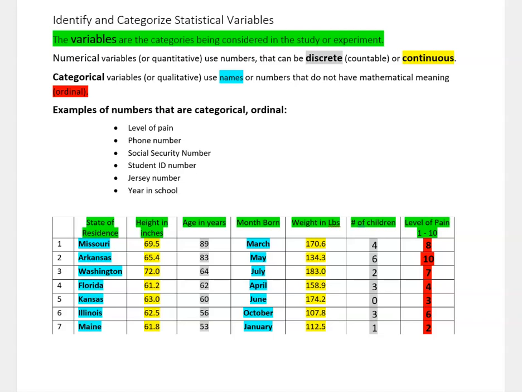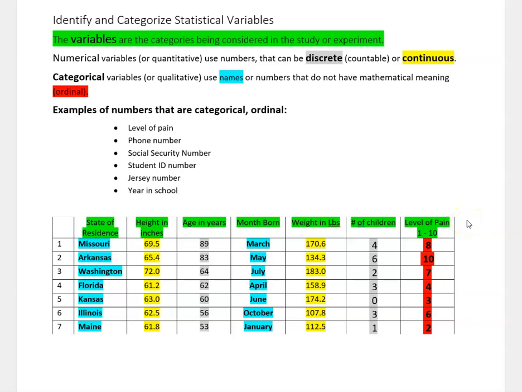Variables are the categories that are being considered in a study or an experiment. I have that highlighted in green, and all the values down here in green are the variables in this particular table that I have. We can also have different types of variables.